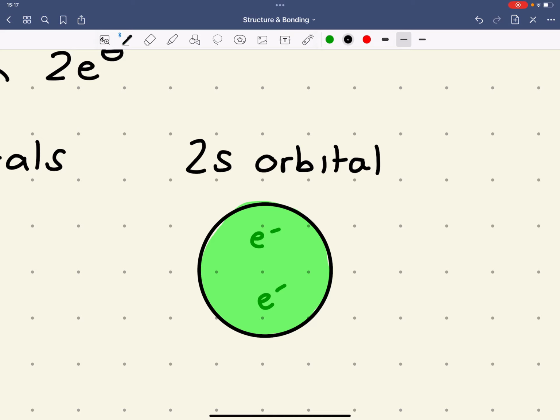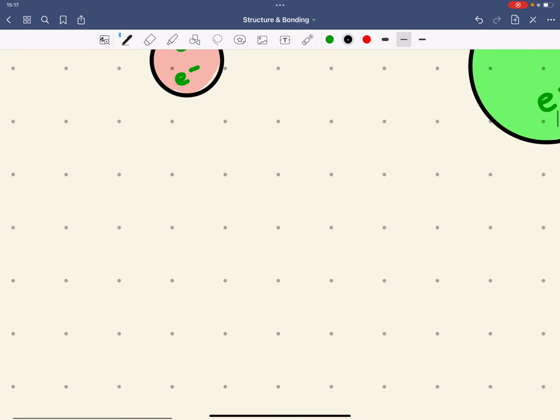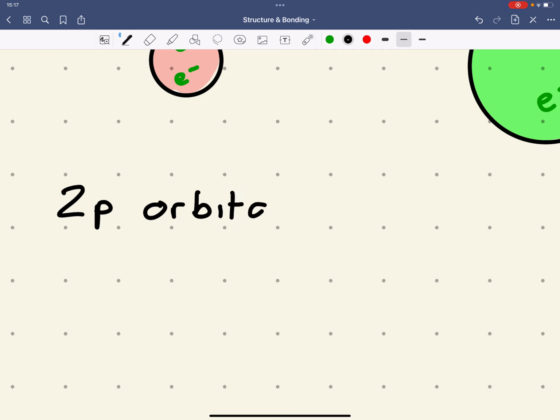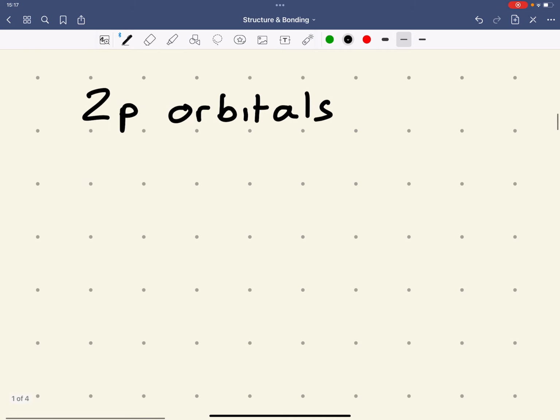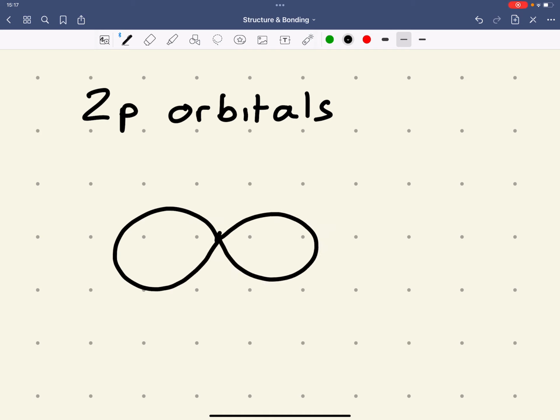Now, the 2p orbitals, they have got a different shape. They are what we call dumbbell shaped. So, for example, the px orbital, this lies along the x-axis. So we'd call that px.